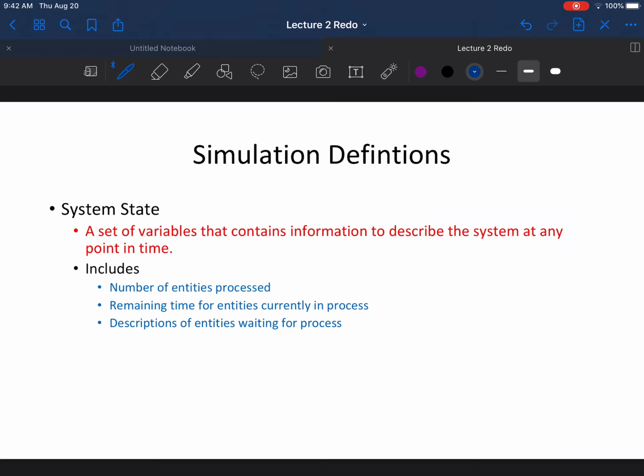We need just a bit more formalism to be able to run our simulation. So we think of the system state. That's a set of variables that contains information to describe the system at any point in time. That will include the number of entities processed, the remaining time for entities currently in process, and descriptions of the entities waiting for process. It's going to be more general for more general systems. Basically, you need as much detail as required so that you can uniquely identify what should happen next and what is currently going on in your system.